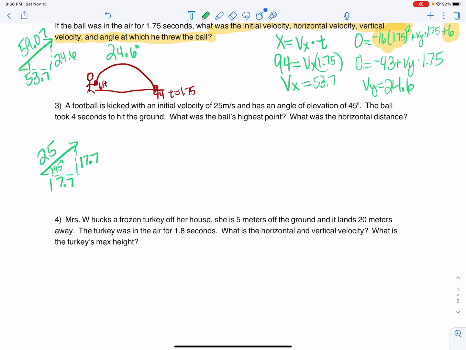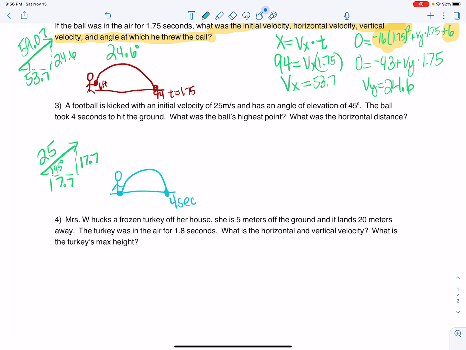It took 4 seconds to hit the ground, so if I draw a picture of what it's doing in the real world, it's kicking off the ground to the ground, right? It doesn't say that. That's why you've got to be careful when you write your own question. I'm just assuming it's kicked off the ground because the football is kicked. I guess you could have punted it. So be really careful when you write your own question, but we're just going to go with it hitting the ground there. Okay, and so it took 4 seconds to hit out here.